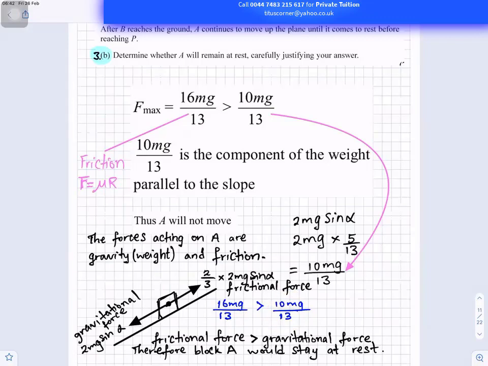Thus A will not move. The forces acting on A are gravity and friction. 2mg sine alpha is 2mg times 5 over 13, because that's what sine alpha is. That gives you the 10mg over 13. So the frictional force is bigger than the gravitational force. Therefore, block A will stay at rest. It wouldn't slide down because the upward force is bigger. So it will hold it to stay there at rest. It will not move.